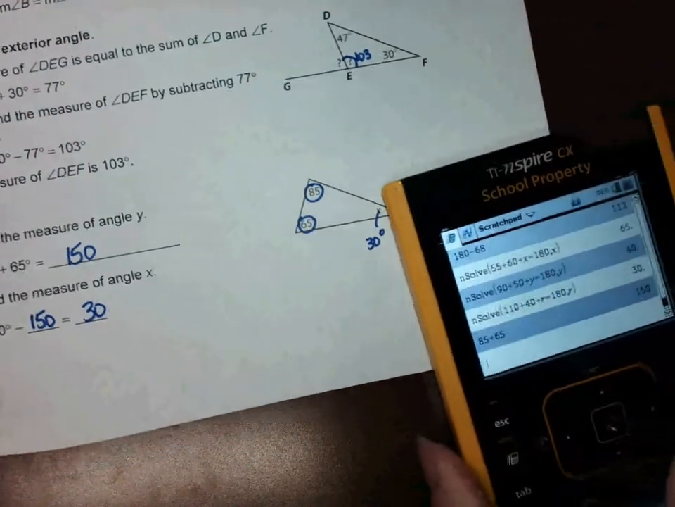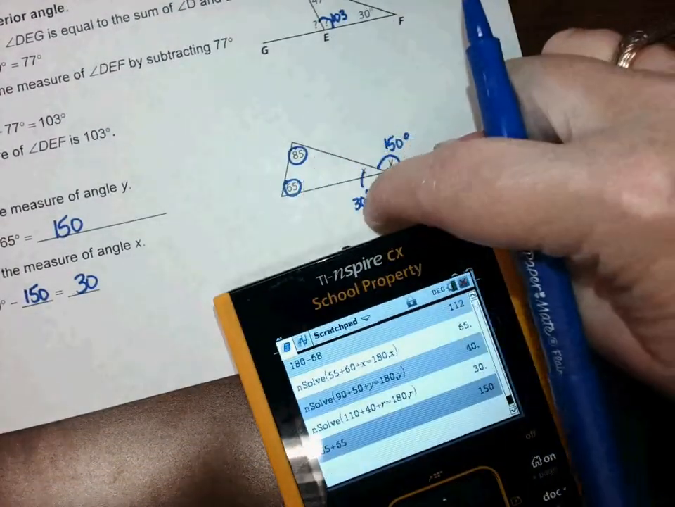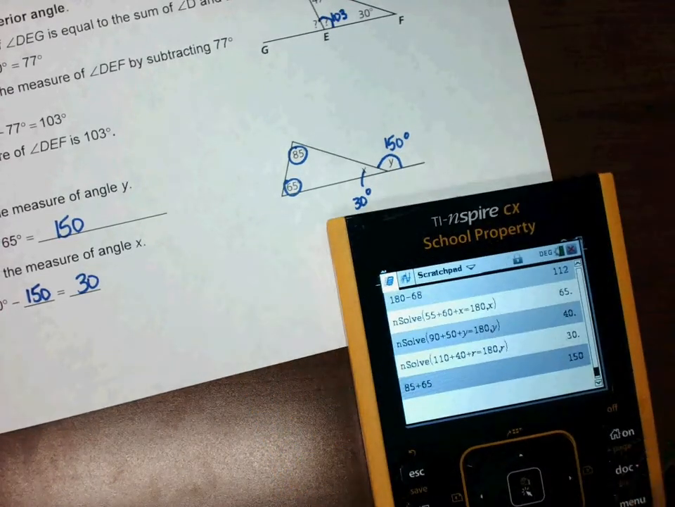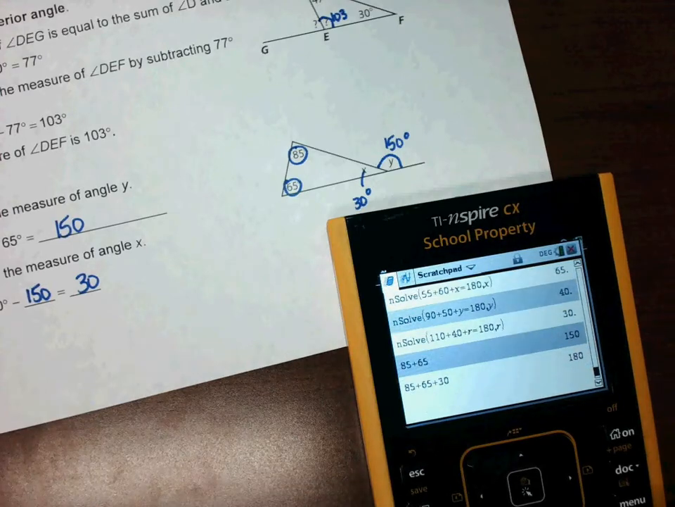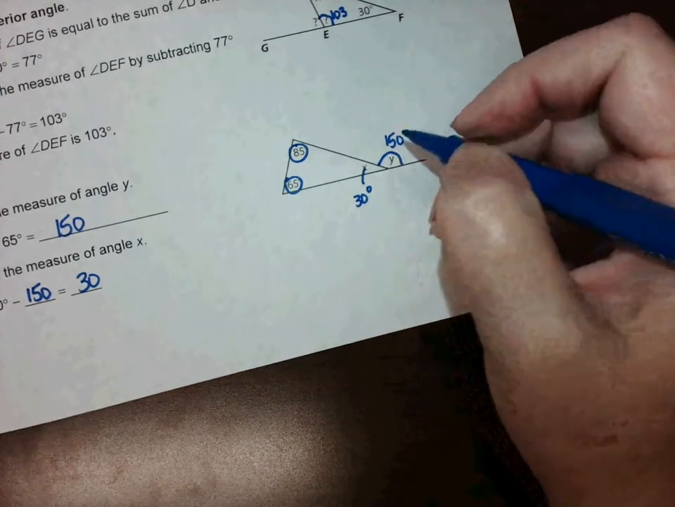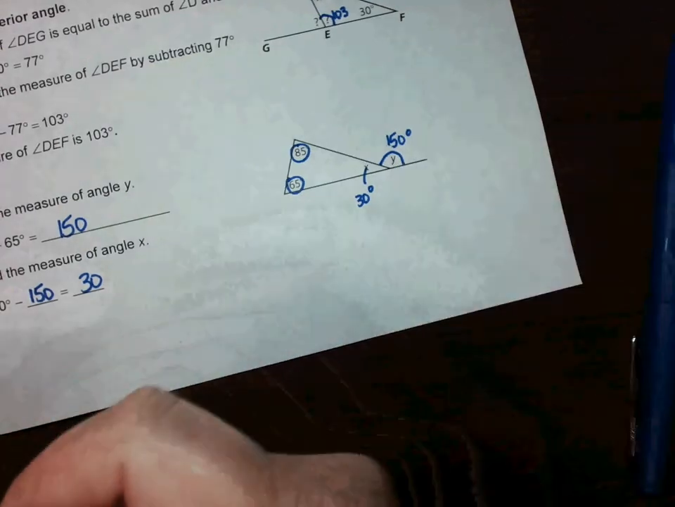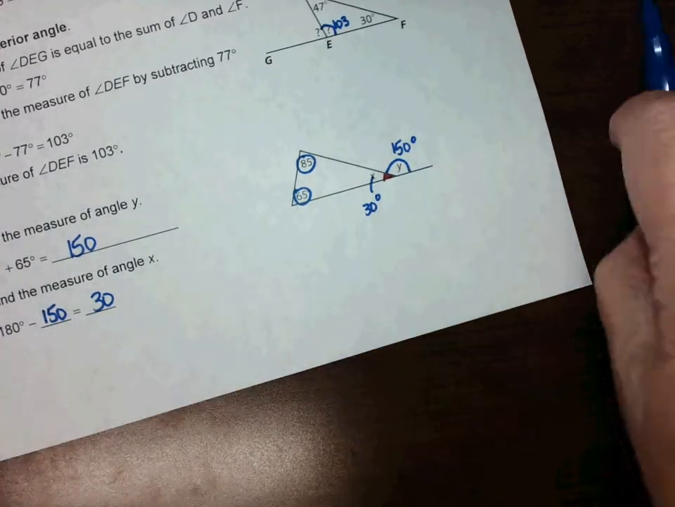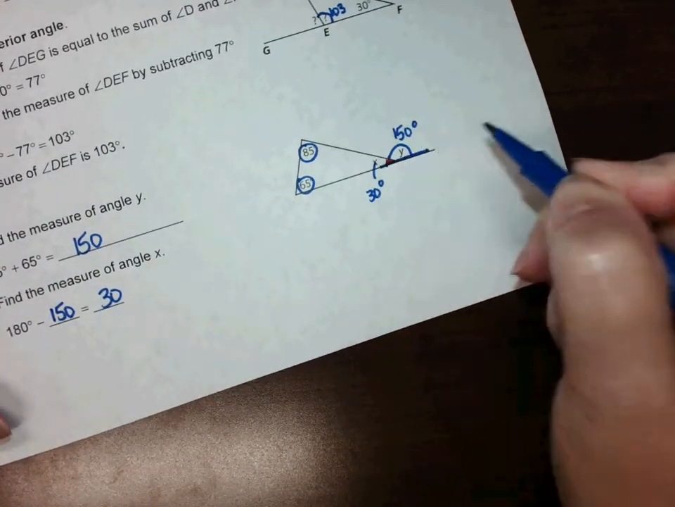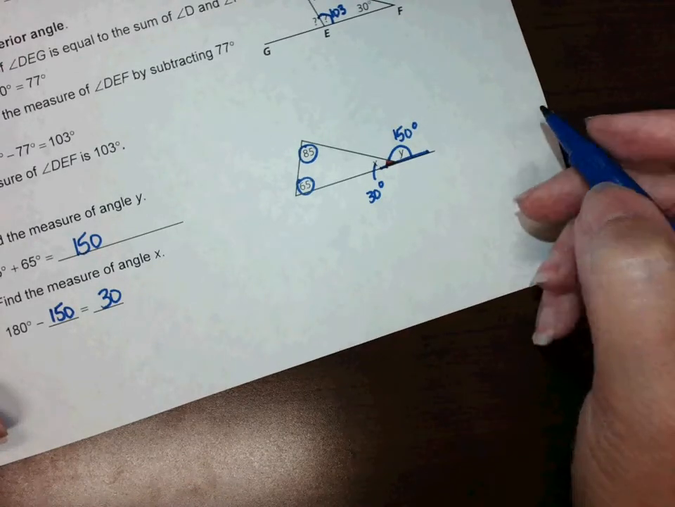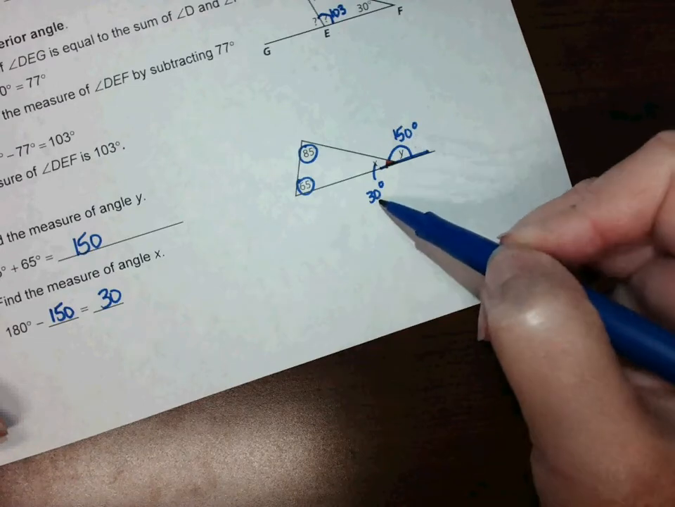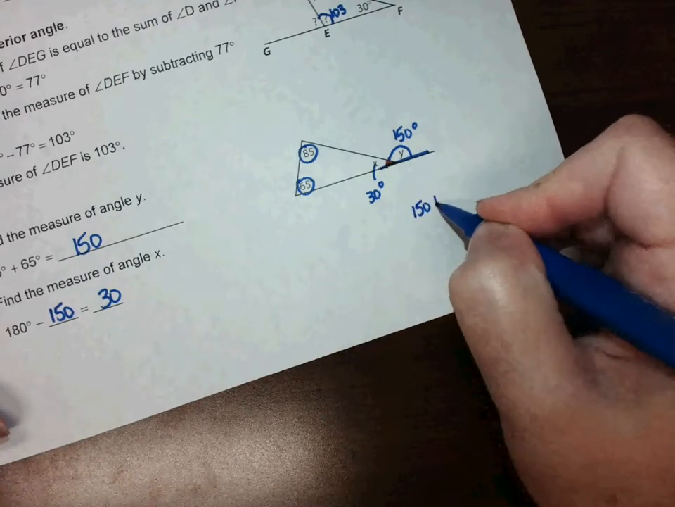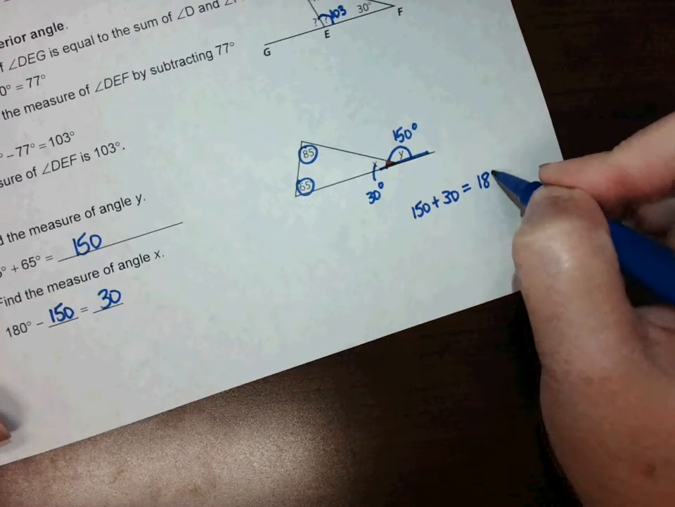We can double check and just make sure, because 85 plus 65 plus 30 should equal 180, right? So 85 plus 65 plus 30 does equal 180 degrees. The other thing that your teachers will probably point out to you is that this little angle plus this bigger angle here make this straight line across here. It's called a straight angle, and it's 180 degrees. So this 150 plus 30 equals that straight angle of 180 degrees.